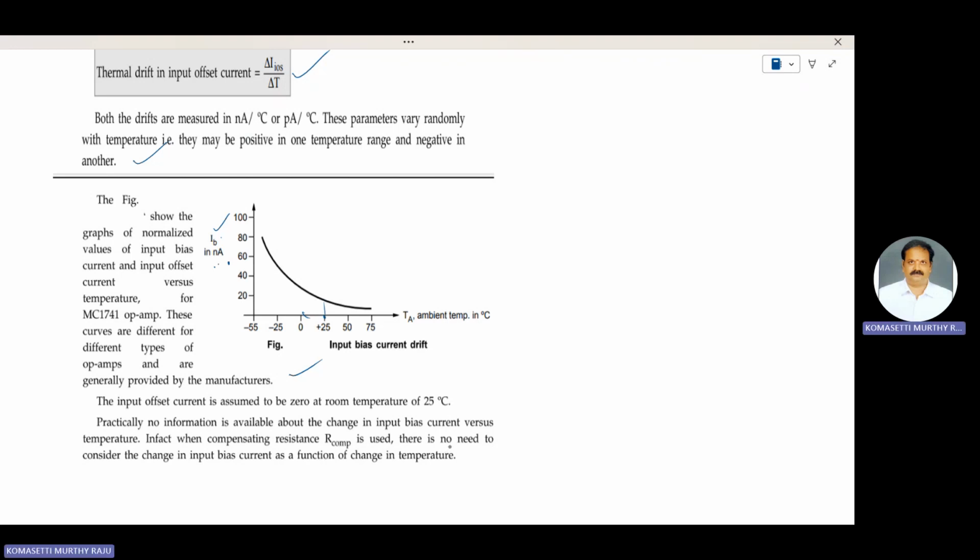Practically, no information is available about the change in input bias current versus temperature. When compensating resistance is used, there is no need to consider the change in input bias current as a function of change in temperature. With this, the analysis is completed.